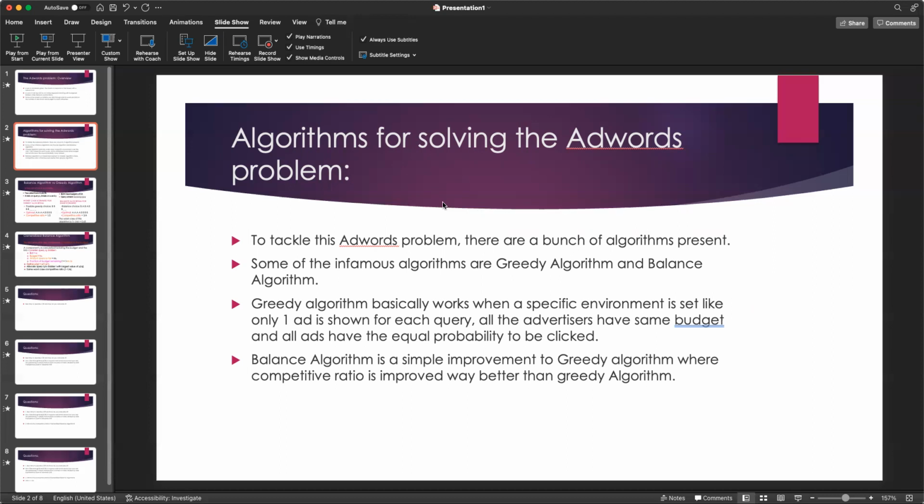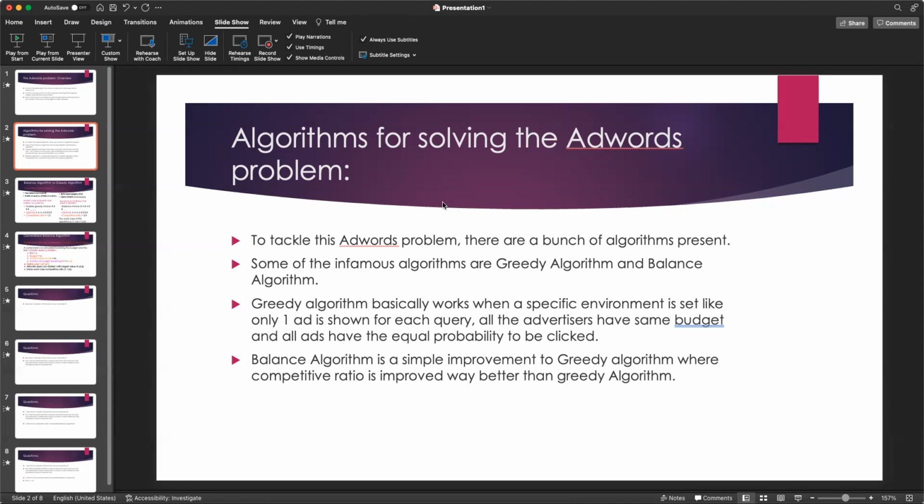Also, as we have spoken before, the ads are shown based on the budget of the advertisers. But if you want to use the greedy algorithm approach, every advertiser will have the same equal budget, and all the ads will have the equal probability of being clicked. That means the click-through rate is also equal for all the ads being shown.